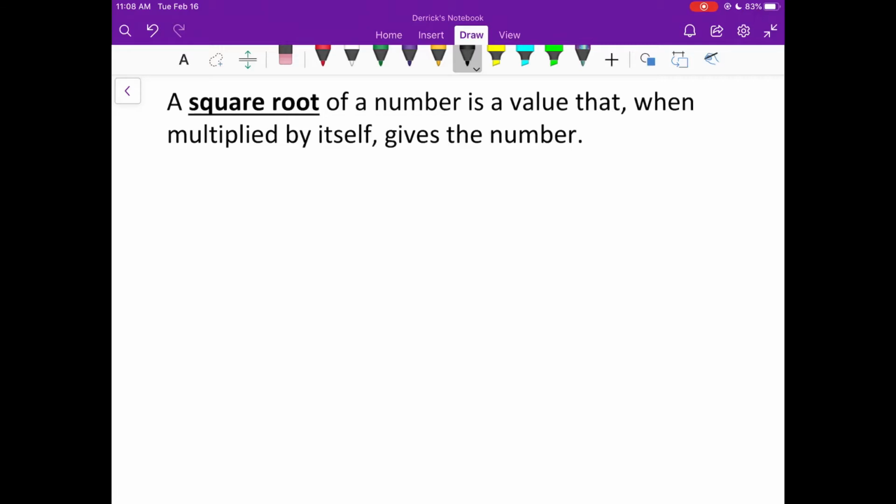So the square root of a number is a value that, when it's multiplied by itself, gives you that original number. Meaning, because I recognize that's not the most elegant definition, we know that the square root of 4 is 2. The reason the square root of 4 is 2 is because 2 times itself, 2 times 2, gives you 4. A pair of 2's gives you 4, so the square root of 4 is 2.